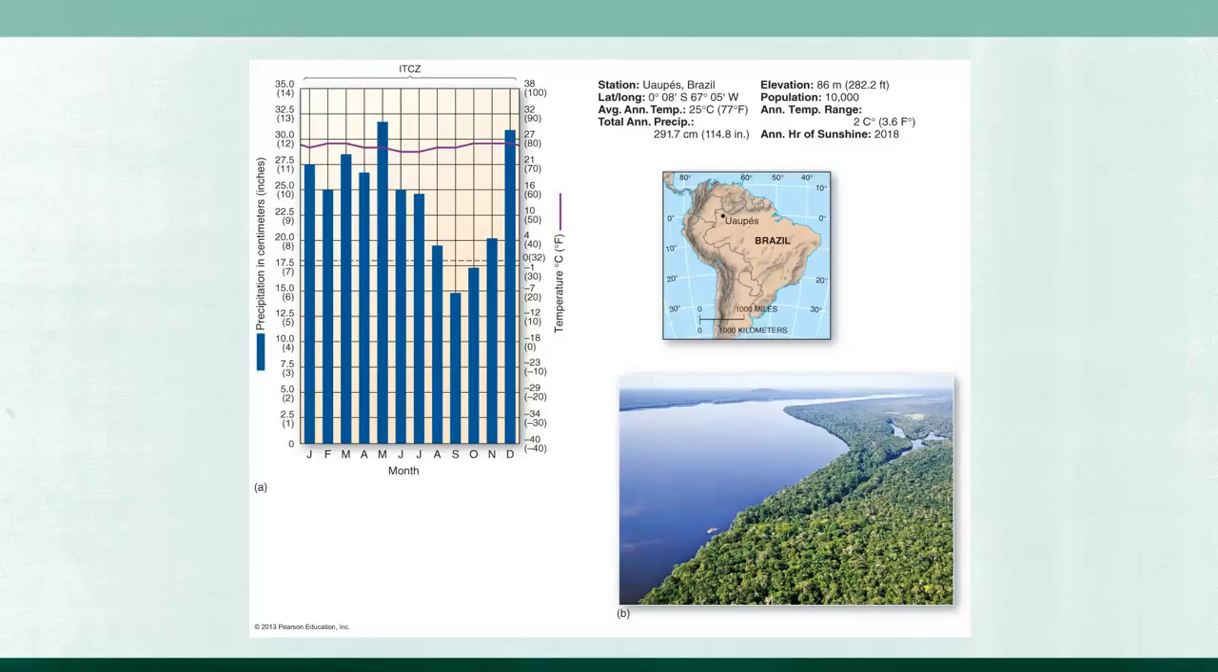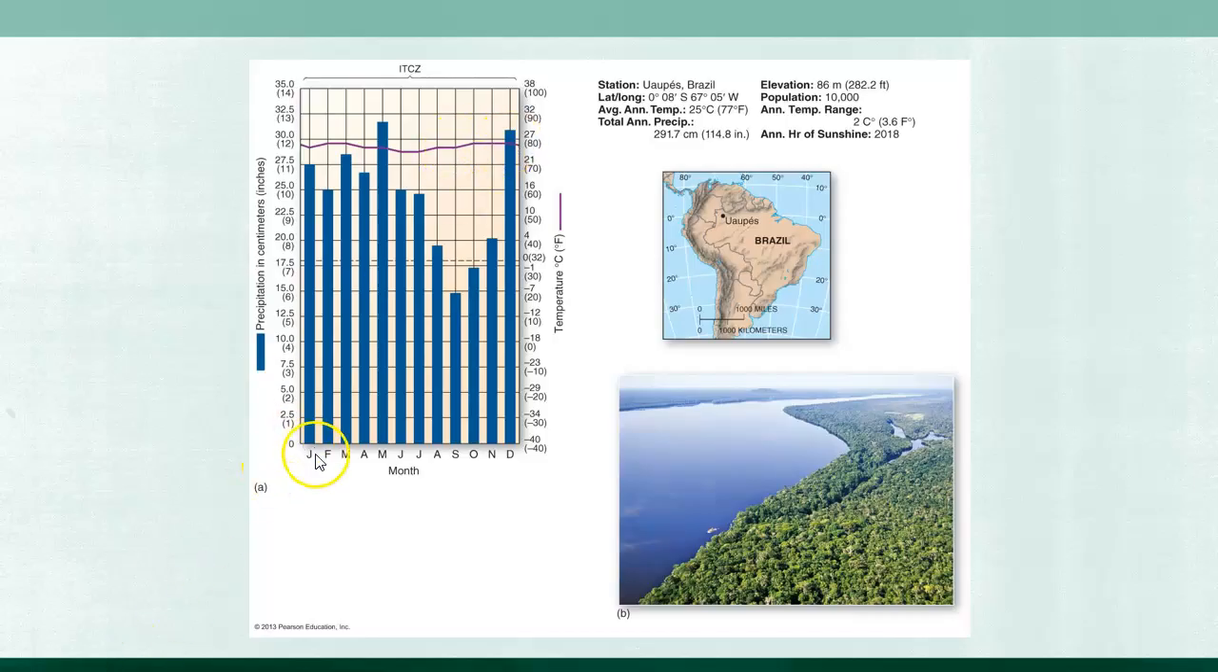Here's a climograph of a place called Uapes, Brazil, or something close to that, which is found very close to the equator in Brazil. It's a classic tropical rainforest. You'll see it receives about 115 inches of precipitation a year. Compare that to the Anchorage Airport that gets 15 inches a year. Even if you take all of our snow and melt it down to liquid water, it's still about 15 inches a year.